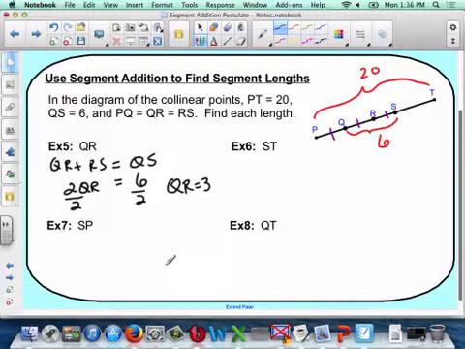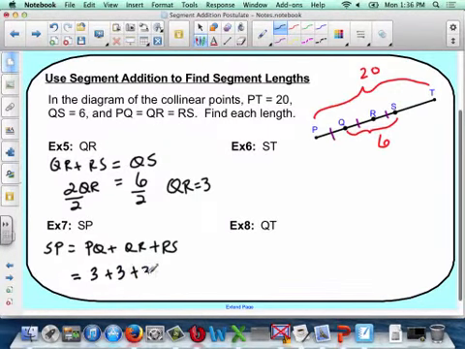All right, let's look at number 7. What are we trying to find the length of? SP. Okay, so what is SP? SP is PQ plus QR plus RS. The good news is we've already done half the work for this, because we all know that all 3 of these are equal. And up here, number 5, how long was QR? 3. So what's 3 plus 3 plus 3? 9.